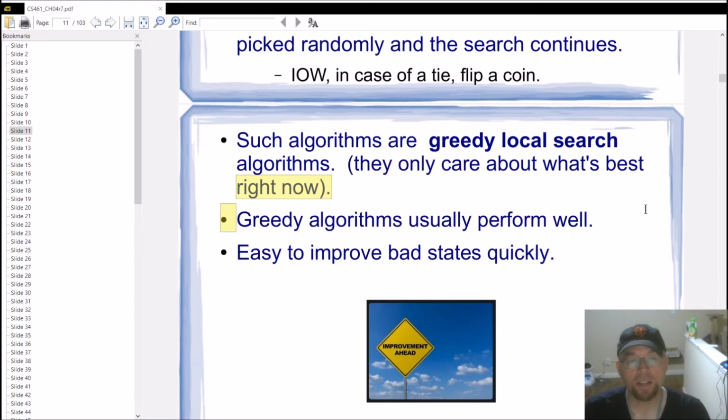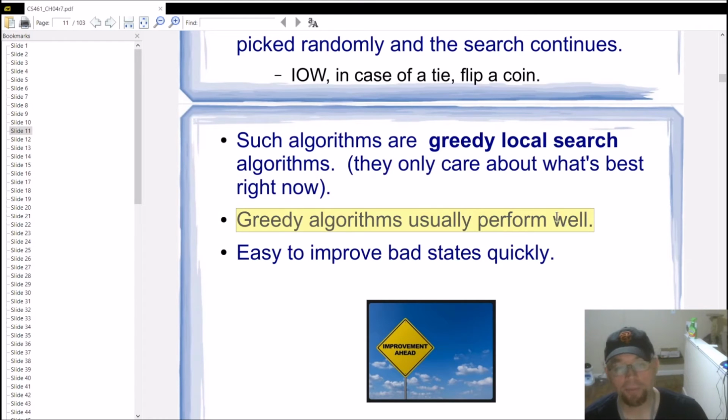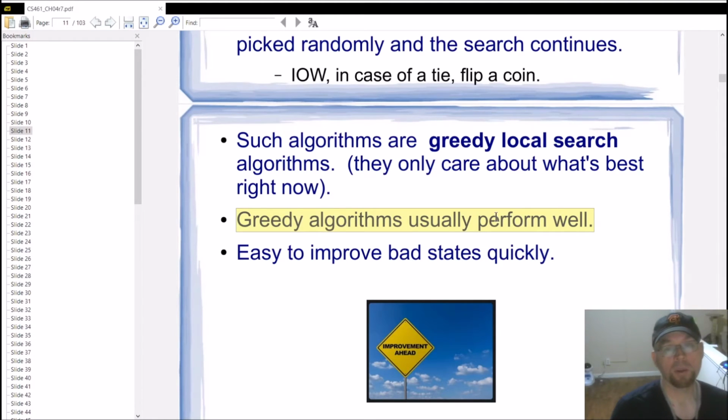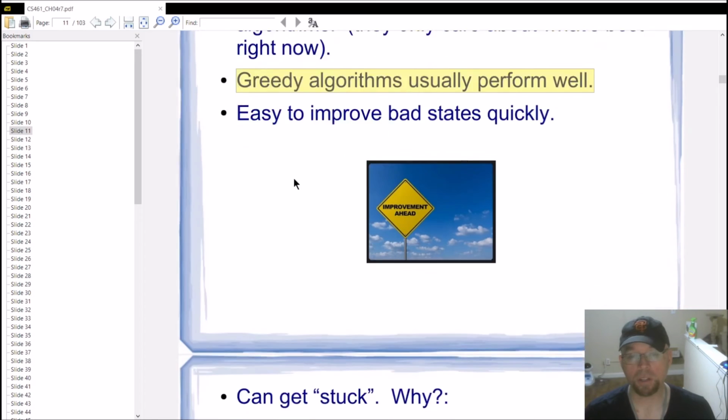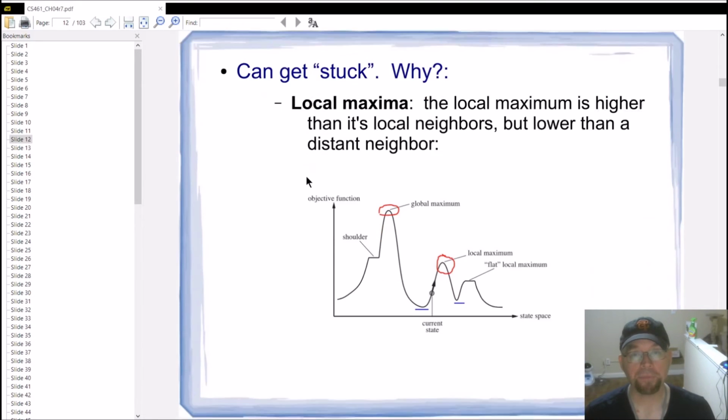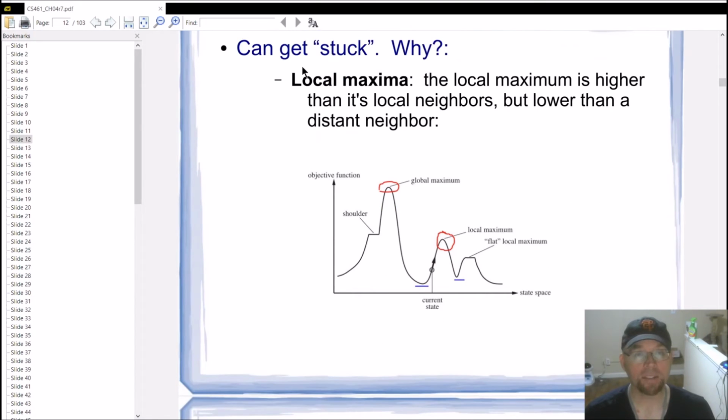These things can actually perform really well, not just in terms of the amount of memory being used, but going from a really bad state to a really good state can happen pretty quickly. But as I was saying, they can get stuck if you get stuck at local maxima.